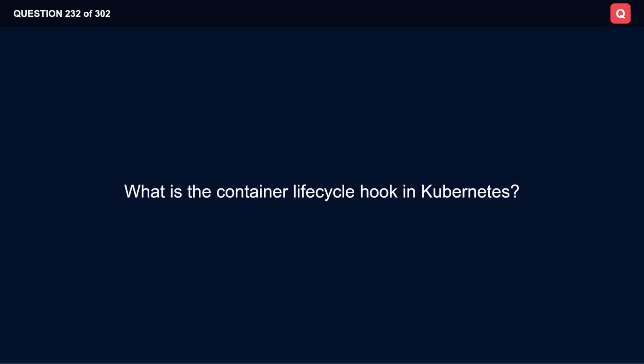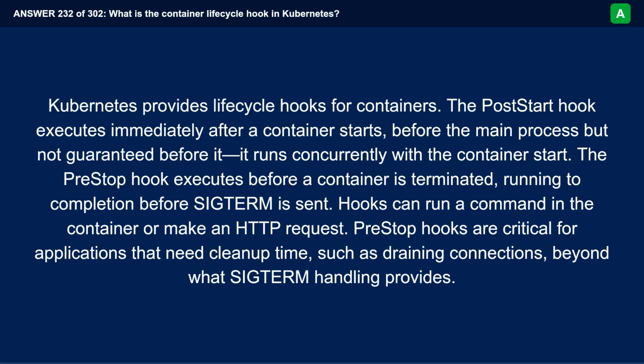What is the container lifecycle hook in Kubernetes? Kubernetes provides lifecycle hooks for containers. The post-start hook executes immediately after a container starts, before the main process but not guaranteed before it. It runs concurrently with the container start. The pre-stop hook executes before a container is terminated, running to completion before SIGTERM is sent. Hooks can run a command in the container or make an HTTP request.